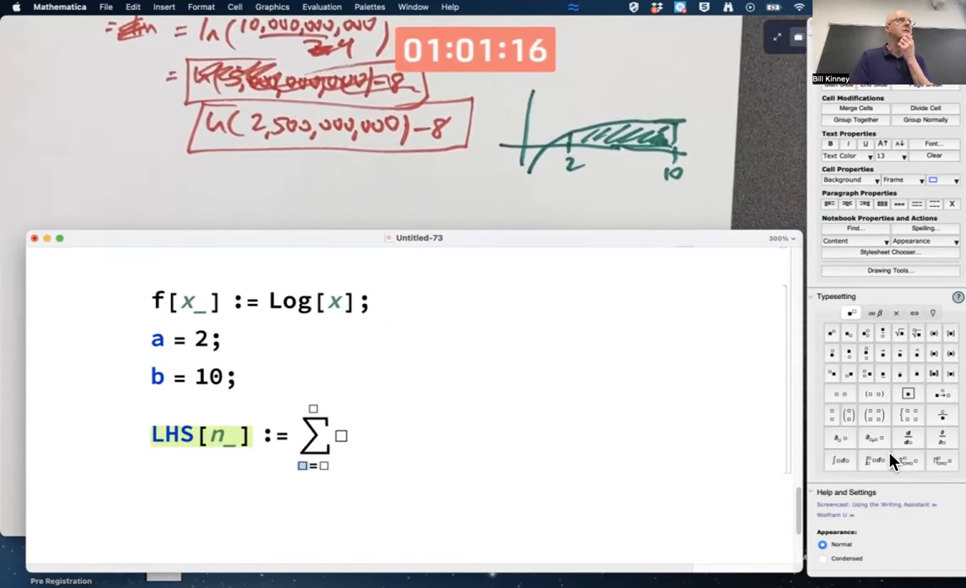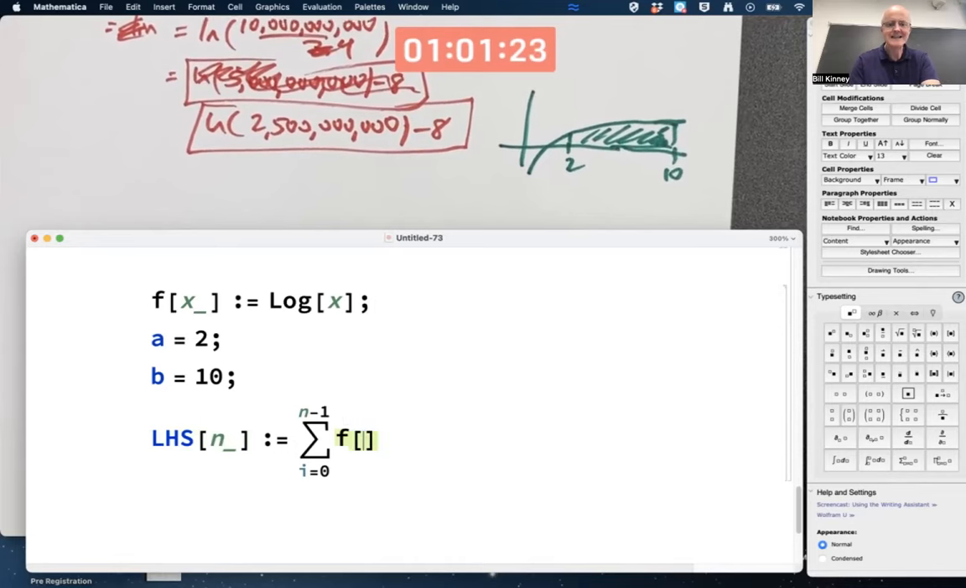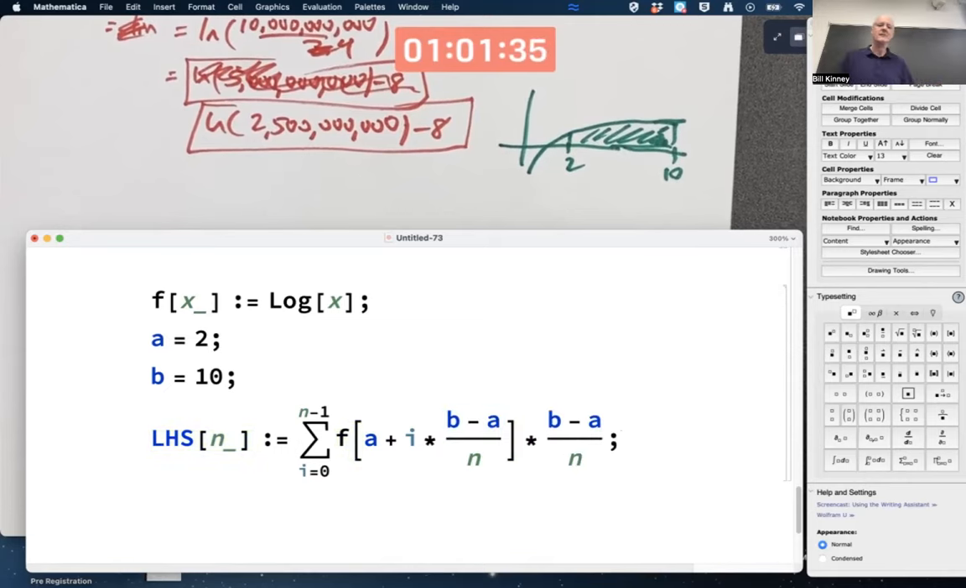i goes from 0 to n minus 1. f of x_i. What is x_i? It's a plus i times delta x. But what is delta x? It's b minus a over n. And then that gets multiplied by delta x, b minus a over n. That's how to program a left-hand sum.